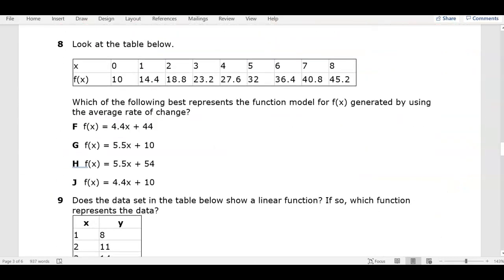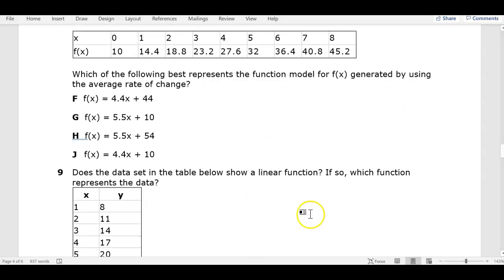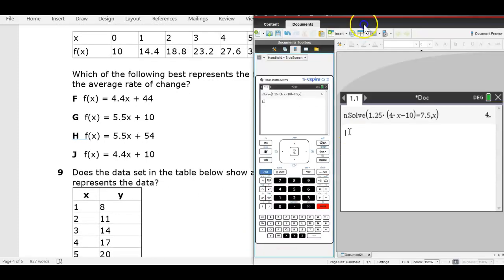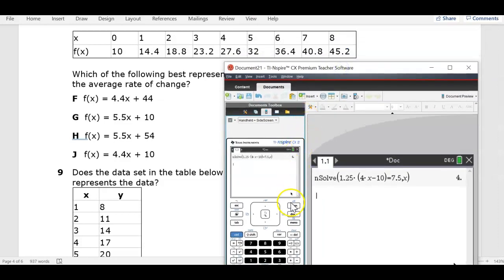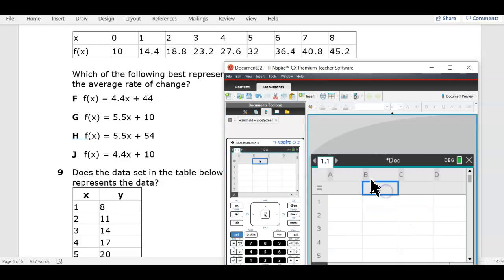Let's go, number 8. All right, we got a big old table. Which of the following best represents the function model? You're going to want to plug that in. So let's do that. We go to new spreadsheet, X and Y on top. Don't forget that step, okay? Now notice I'm going to put everything in. If they give you stuff, you want to put it all in. And don't type it in wrong, that'll mess you up.